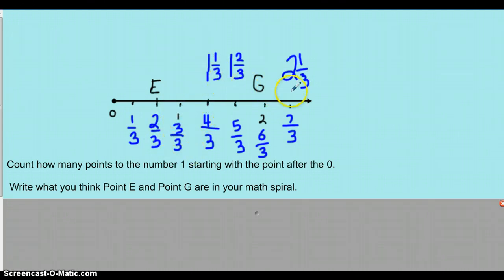Okay, so now you see the mixed numbers. The proper fractions are right here, and these are all improper, starting with 3/3 all the way up to 7/3. So I have written the proper, the improper, all of these, and the mixed numbers. Please write this in your math spiral. Pause the video now.